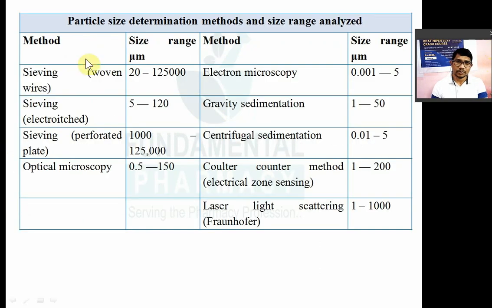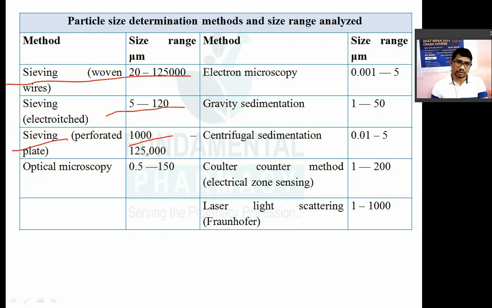Particle size determination and size range analyzed. Sieving method we have already seen. With sieving methods you can analyze particle size in the range of 5 to 120 micrometer for photo-etched sieves, and for perforated sieves, 1000 to 12.5 lakh micrometer.